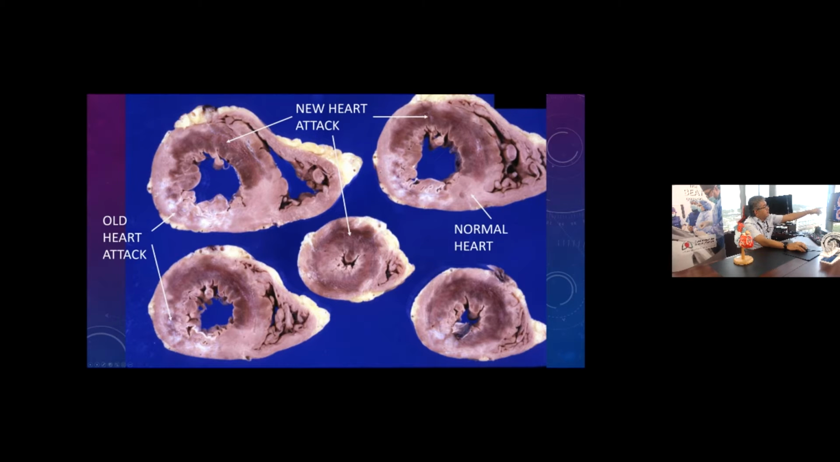The white stuff is old heart attack. So that part of the heart has become damaged and now has turned into scar. So scar looks white. And the black area, you can see there's a lot of black area. This is the fresh heart attack. And you can see how this person suffered such a big heart attack that almost the whole front of his heart was badly damaged. And that's why he died.